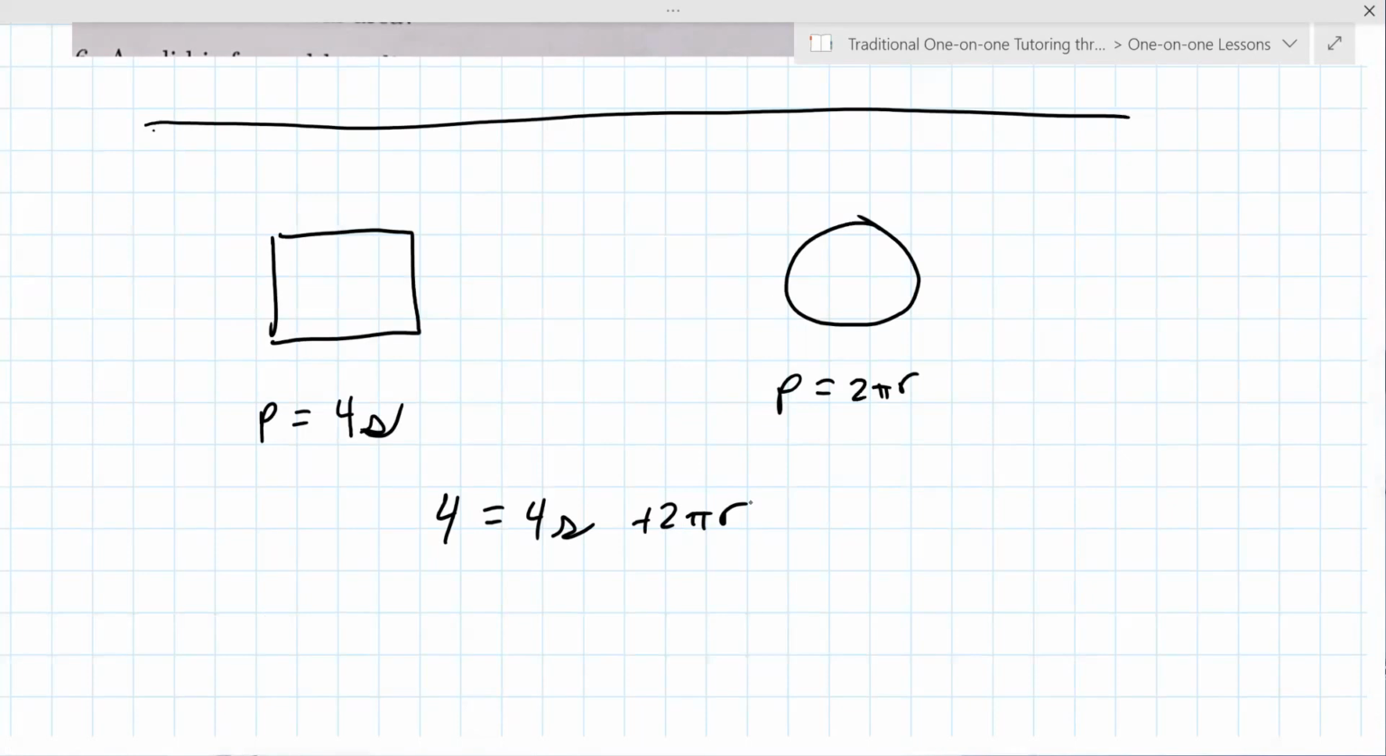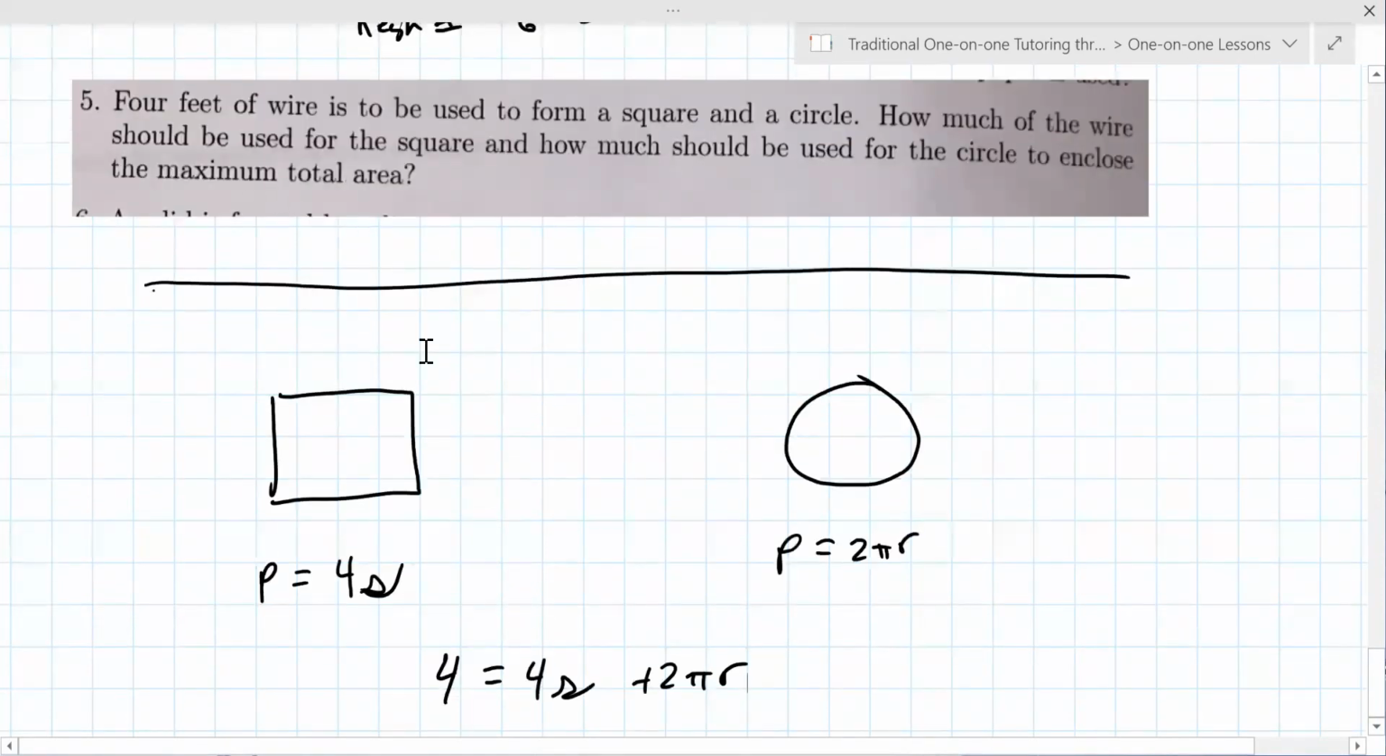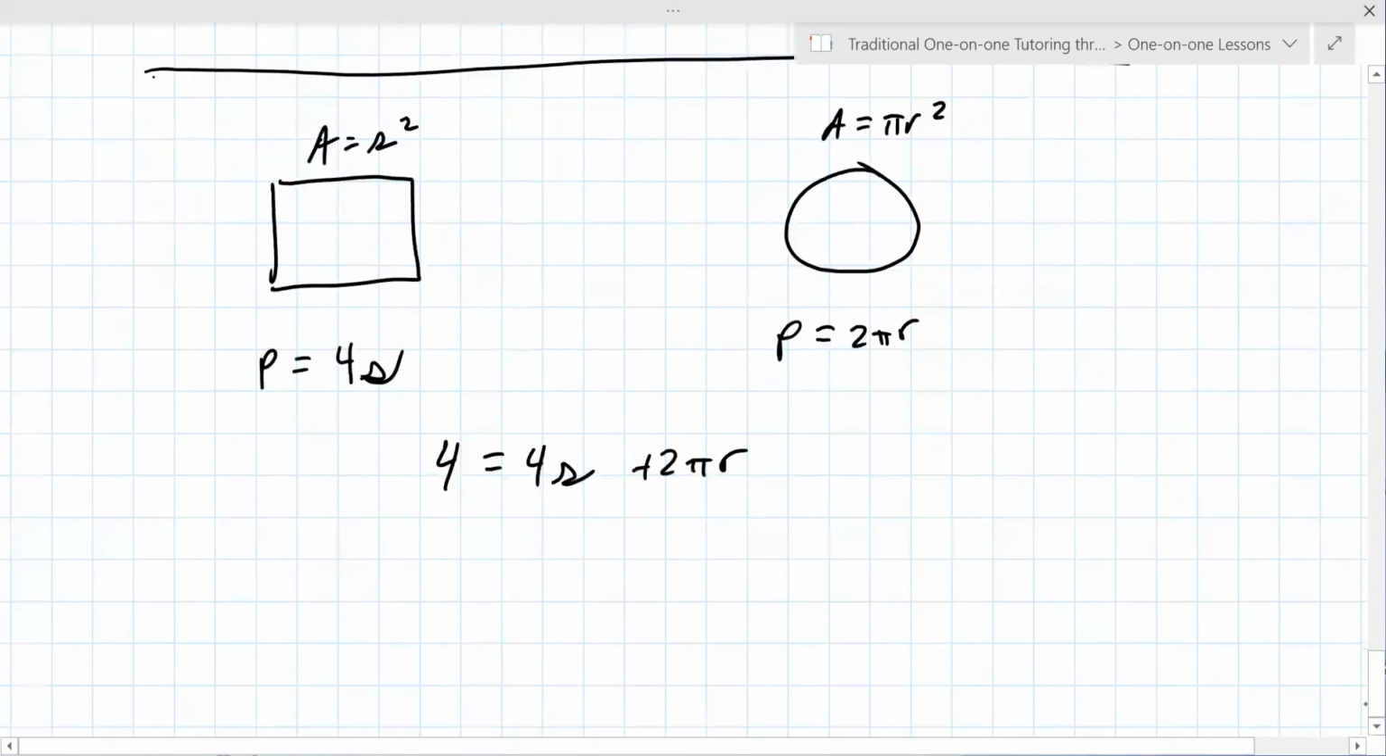Okay. Now, what are we trying to maximize here in this problem? The total area. It says maximize the total area. So we now need the area of the square. The area of the square is s squared. The area of the circle is pi r squared. So we're trying to maximize the total area. So T is s squared plus pi r squared. So again, 2 equations, right? You got equation 1, you got equation 2.